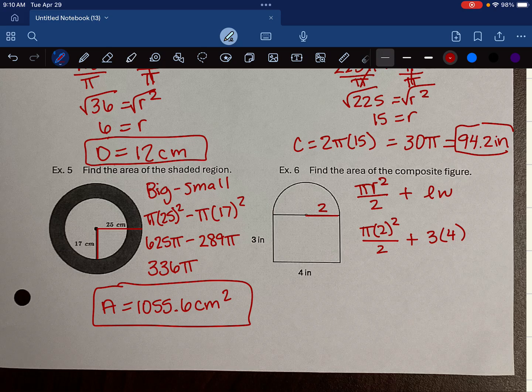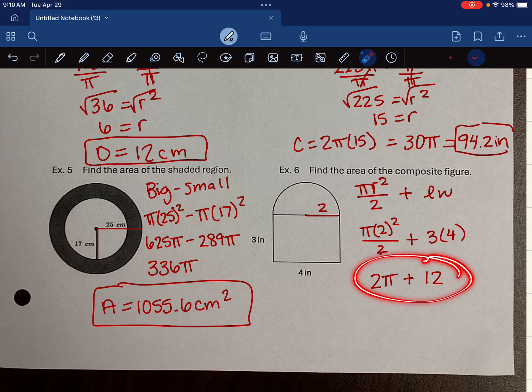Now, let's just talk about this for a second before we do it. What's 2 squared? 4. What's 4 divided by 2? 2. So can we say that this is 2 pi? Yes. Plus what? 12. Now, earlier in this problem, I was able to subtract these because they both had pi. Can I add these two together and get 14 pi? No, because 12 does not have pi, right? So this would be my exact answer.